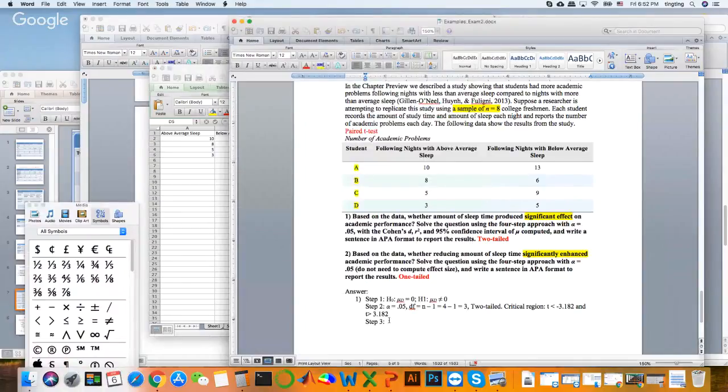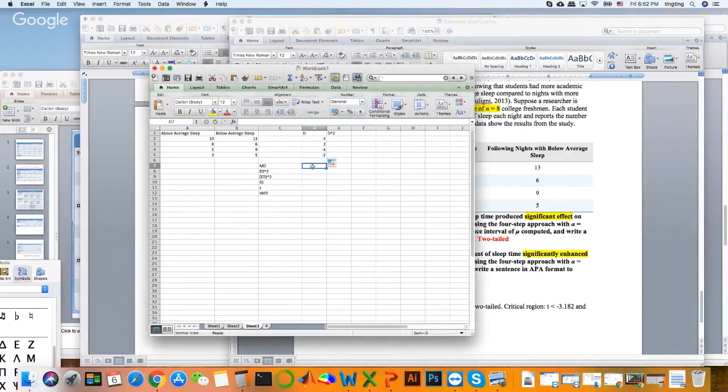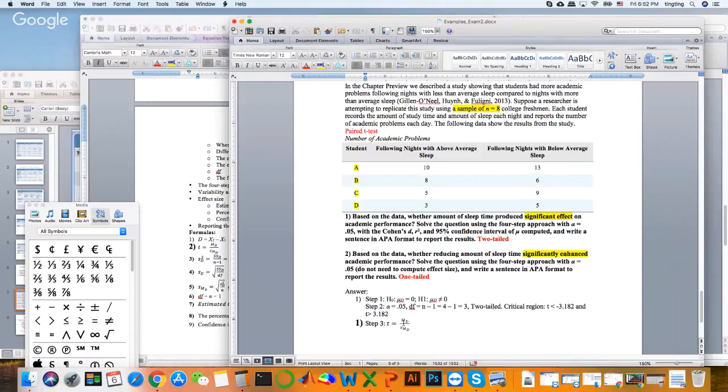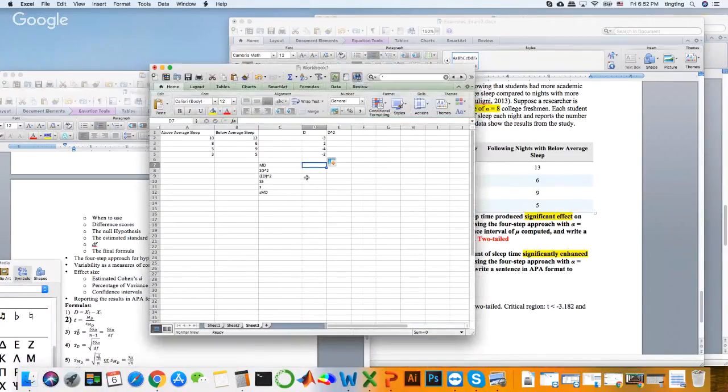And then we know the difference score, right? And then we need to compute the t value. The t equals the mean of the difference score divided by the standard error of the mean of the difference score. So let's compute the mean of the difference score first. We have all of the difference scores. Compute the mean average.